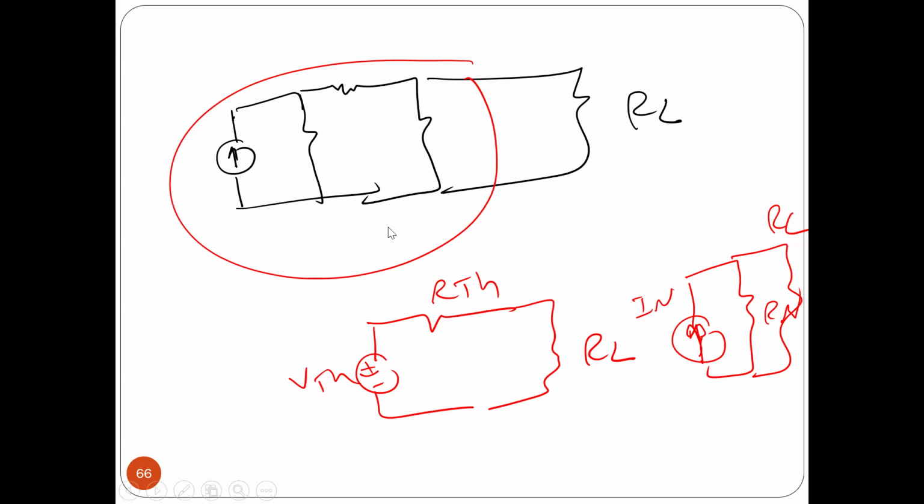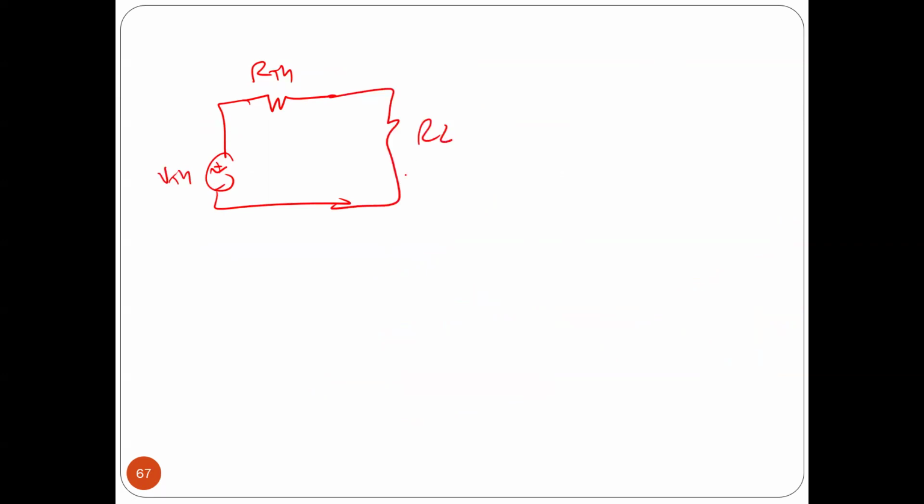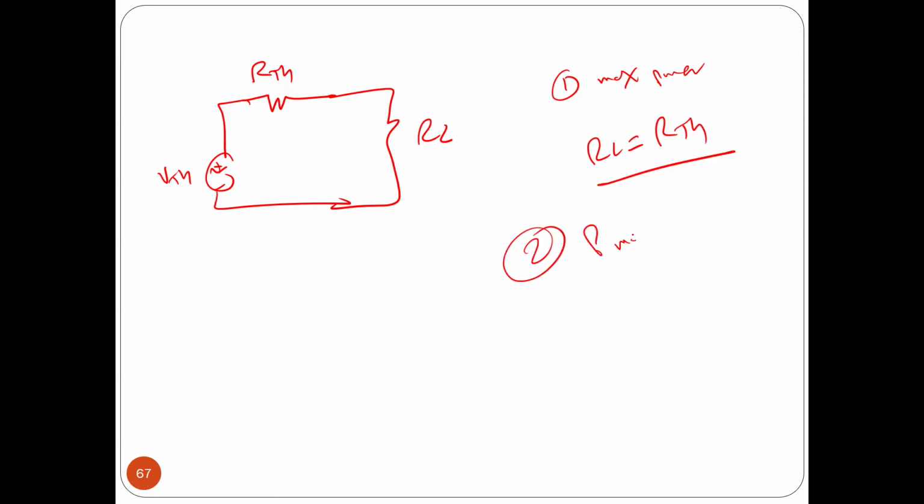Then after that, I'm asking you what is the value of the load to maximize power transfer. So here you can use R_Th and then you have here RL. I just have to give you the formula right now. Number one, for the maximum power transfer, RL has to equal R_Th. Number two, what is the amount of power? For sure you can calculate it if you want, but you already have a formula. But if you forget the formula, you can calculate it.